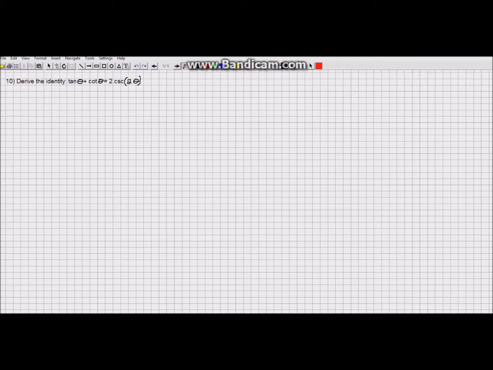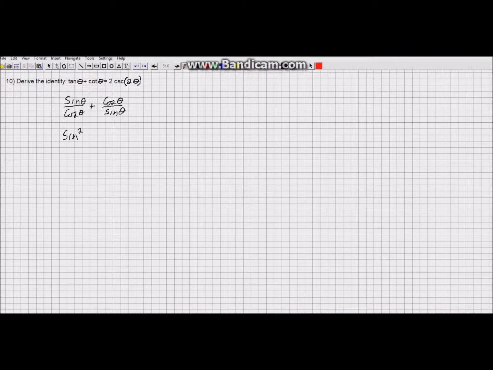In question 10, I have to derive the identity tangent theta plus cotangent theta equals 2 cosecant 2 theta. The first thing I do is I change tangent to sine over cosine and cotangent to cosine over sine, because that'll make it easier to work with.